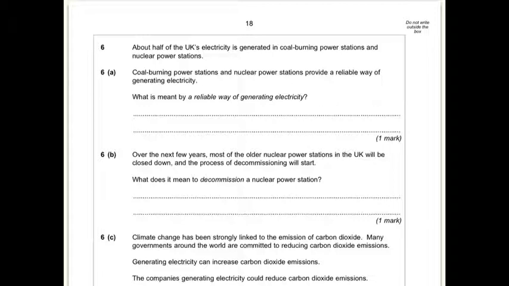On to question 6. About half of the UK's electricity is generated in coal-burning power stations and nuclear power stations. Coal-burning power stations and nuclear power stations provide a reliable way of generating electricity. What is meant by reliable?